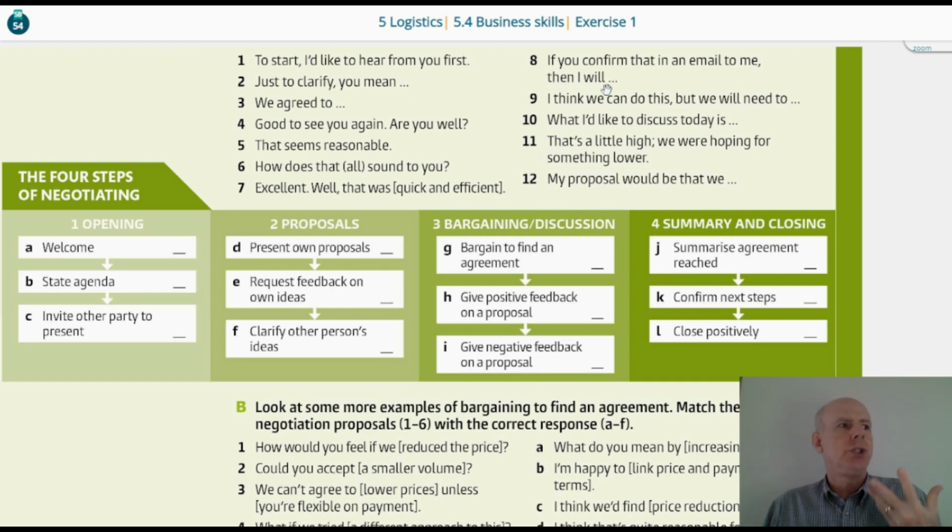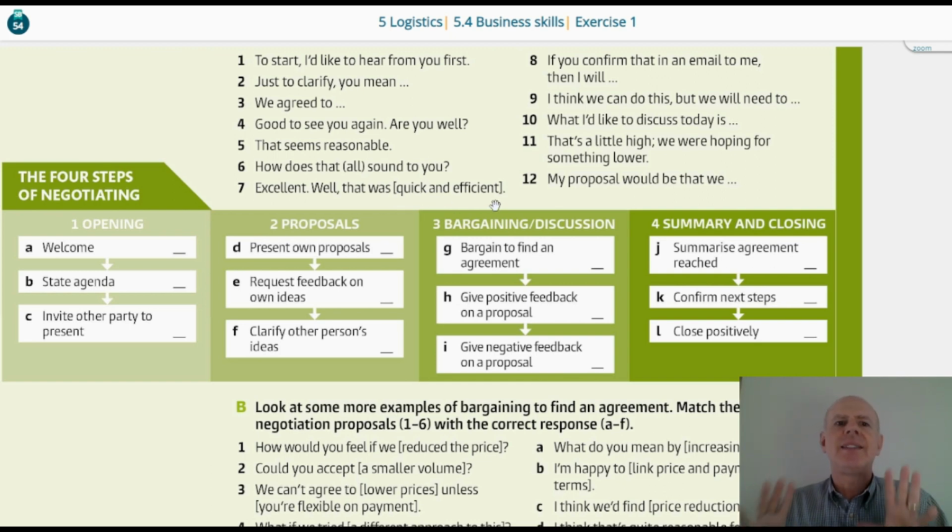So you are showing that you will do something. Imagine if the other one sends an email confirming everything, it's law, right? So you are both showing that you agreed in something. And finally, you try to close positively. Excellent. Well, that was very nice. That was a very good agreement. That was quick and efficient.